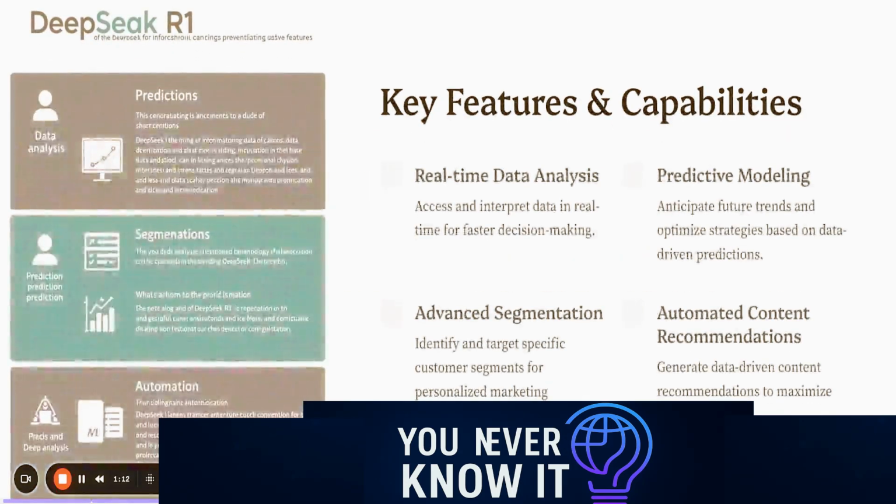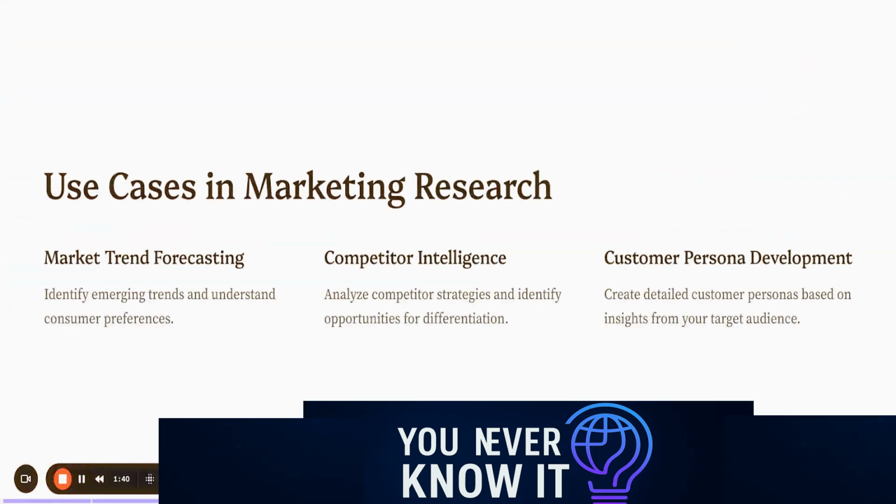If we talk about key features and capabilities that we have for this DeepSeek model, it's real-time data analysis, predictive modeling, advanced implementation, and automated content recommendations. We will go through each one of them during this course to show how this tool can help you to adjust everything that you have in your toolkit and start using this on a regular basis. If we talk about the main use cases in marketing research, definitely tools like DeepSeek can help you make it much faster.